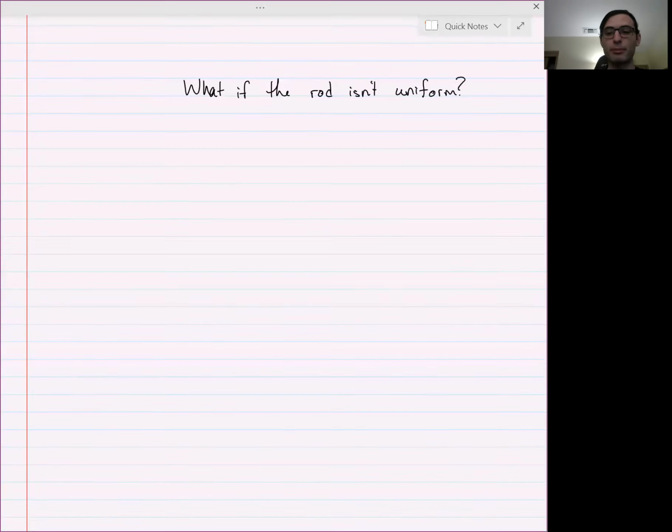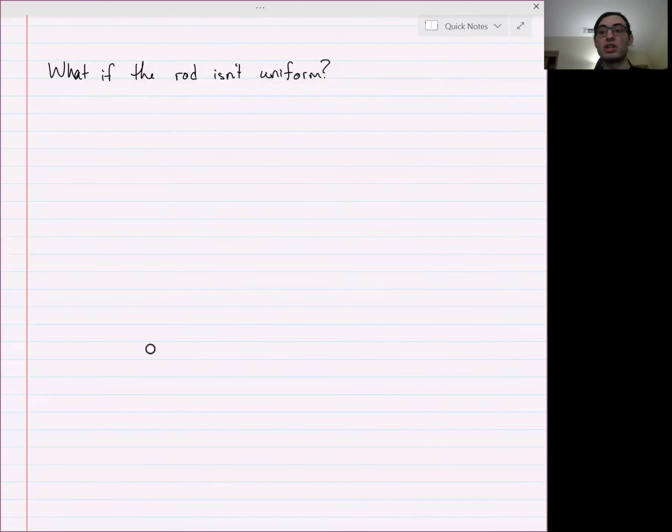So just as an example, let's work out some particular non-uniform rod. A baseball bat, thicker on one end, so it's heavier on one end, that would work. There you go. So the example that we're going to consider is the following.